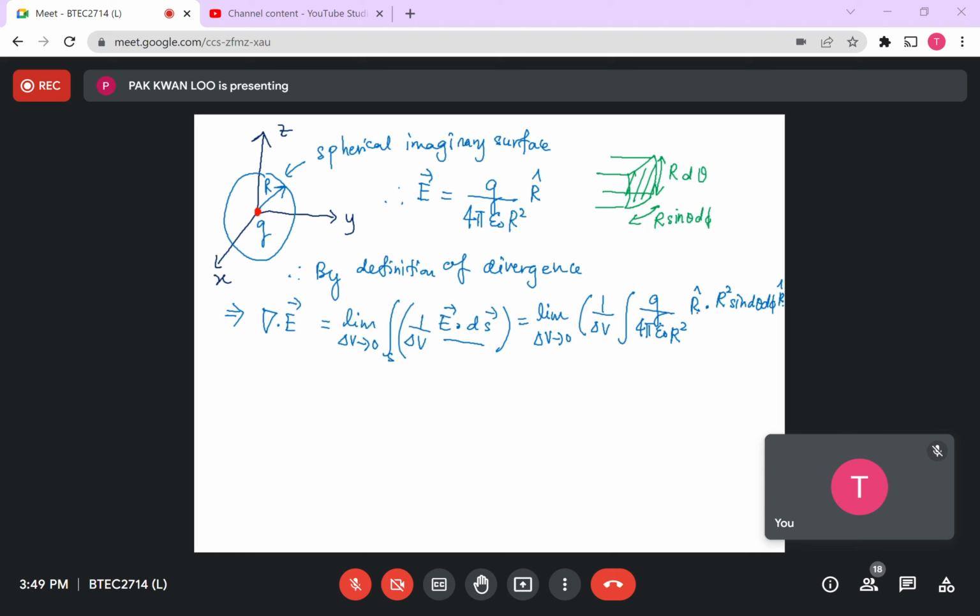So the entire evaluation now becomes a constant. There's no longer a vector here. So r squared and r squared can be cancelled off, leaving only sine theta d theta d phi.